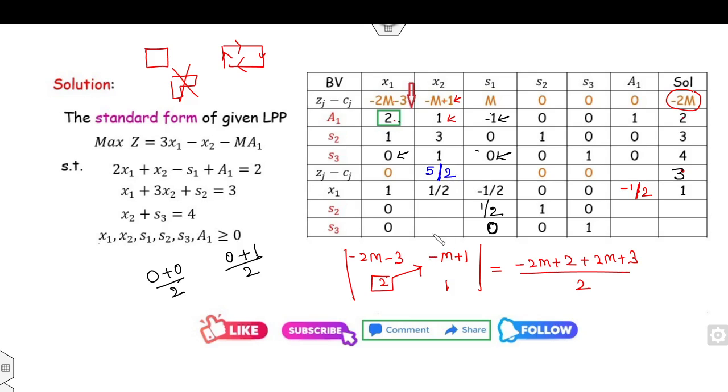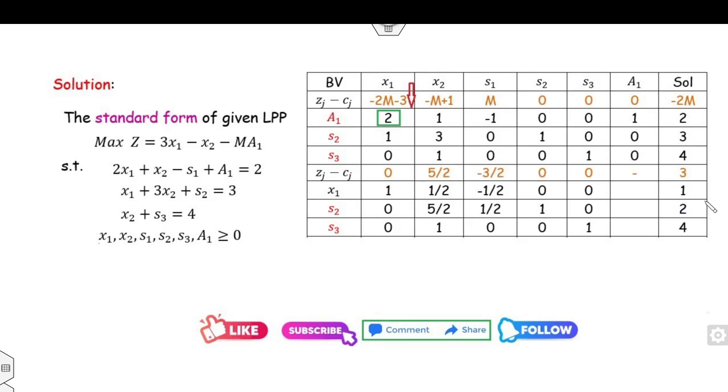Fine. Similarly, you can find the rest of the numbers. And similarly, you can find this portion also. The previous number is my 3. The box element is 2. The other two numbers are my 2 and 1. So this number is my 6 minus 2 divided by 2. 4 divided by 2 is my 2.